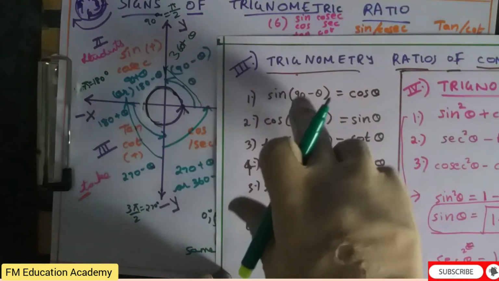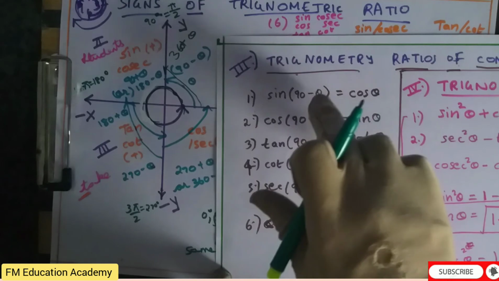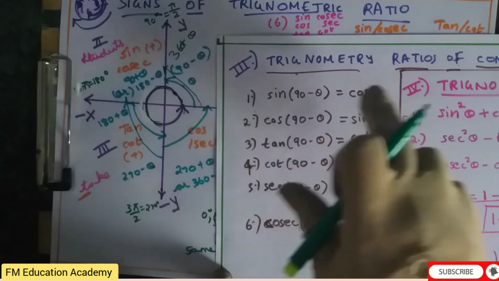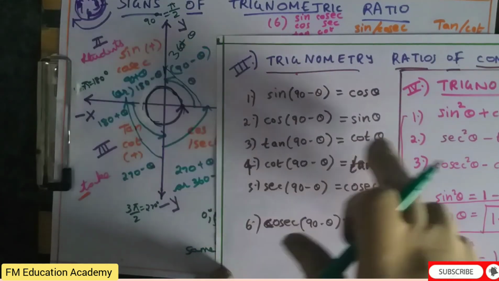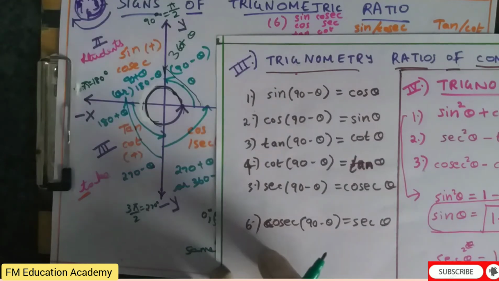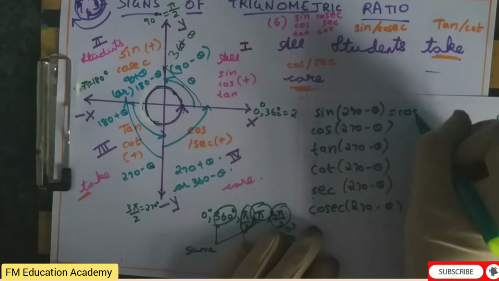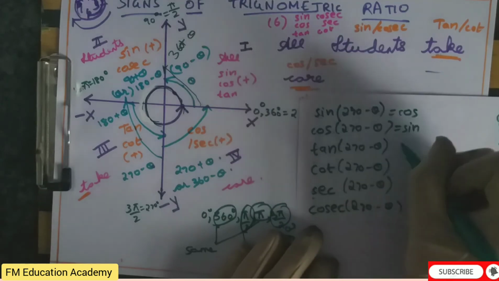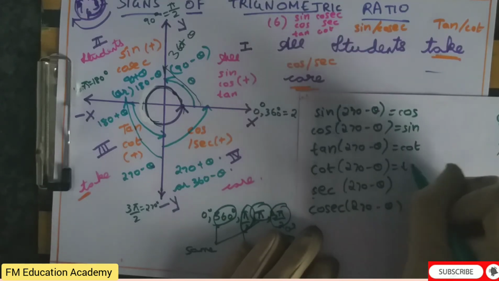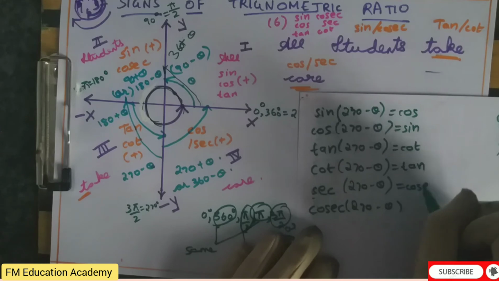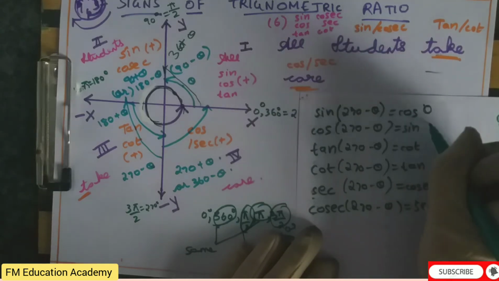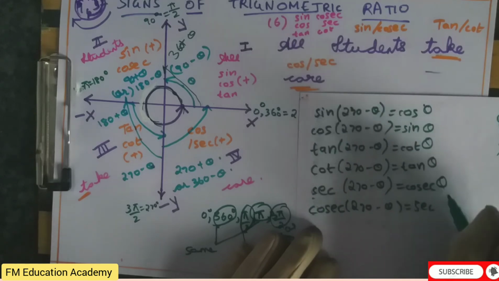Whether it is 90 or whether it is 270, whether it is minus or whether it is plus, sine will change to cos, cos will change to sine, tan will change to cot, cot will change to tan, secant will change to cosecant, cosecant will change to secant. Okay. So sine is changing to cos, cos is changing to sine, tan is changing to cot, cot is changing to tan, secant is changing to cosecant, and cosecant is changing to secant. Okay. Theta, theta, theta, theta, theta, theta.